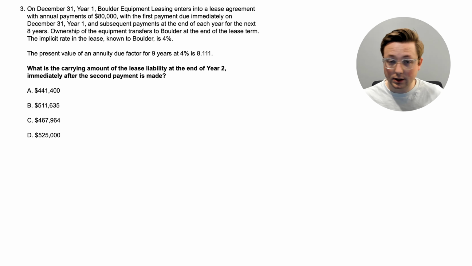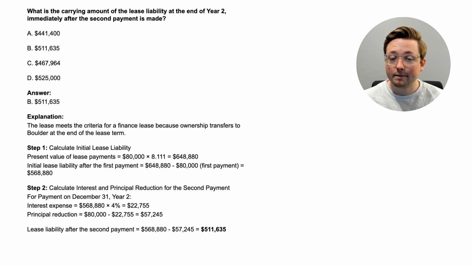So we've learned how to make the first payment and everything. So now we're going to learn how to make the second payment. This might not be that intuitive, but maybe it's something you've seen before. So if you want, go ahead and pause the video. If not, let's go ahead and look at the answer together. All right, here we are. The answer is B, $511,635. That is the carrying amount of the lease liability at the end of year 2.